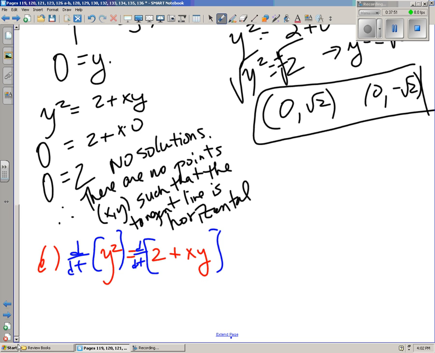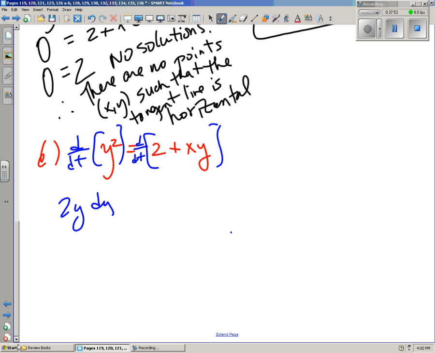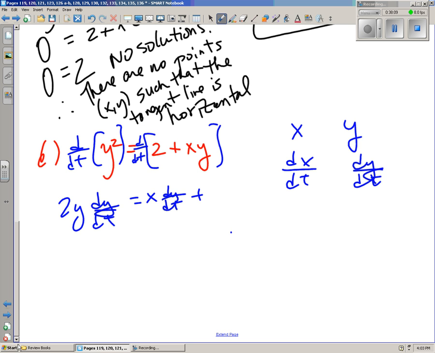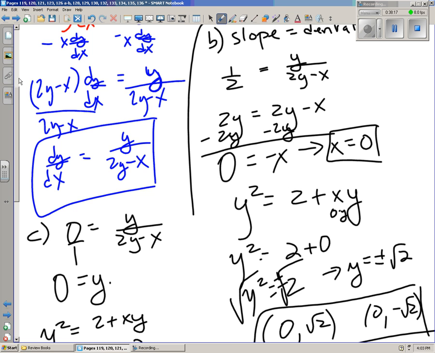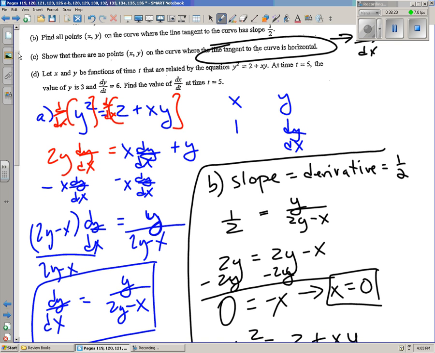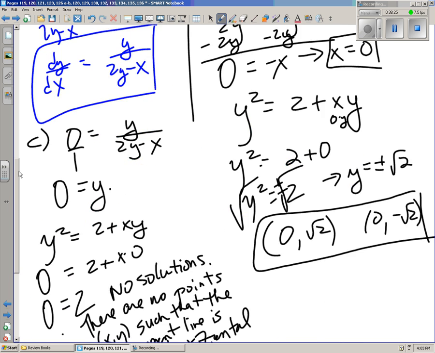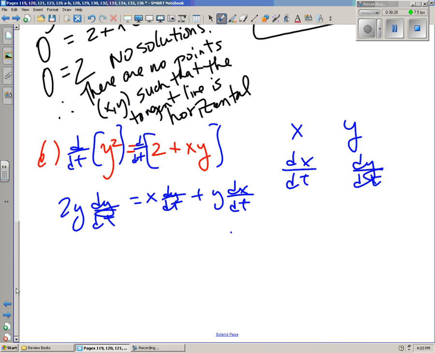So we get 2y dy over dt this time. The 2 goes away. And now when we do the product rule here, we have to be mindful that x and y are changing as time goes on. So the derivative of x is not 1 any longer. It's dx over dt. So we get x dy over dt plus y dx over dt. So here's what we have. Now, let's see what they told us. They told us a few things. They told us time is 5, which doesn't really matter because there's no time in the equation. y is 3, and dy over dt is 6. So y is 3. We know this.